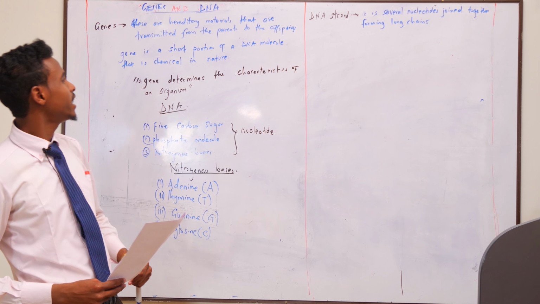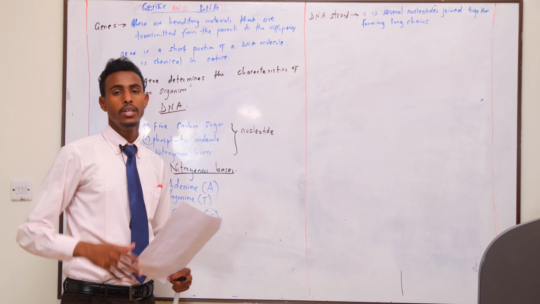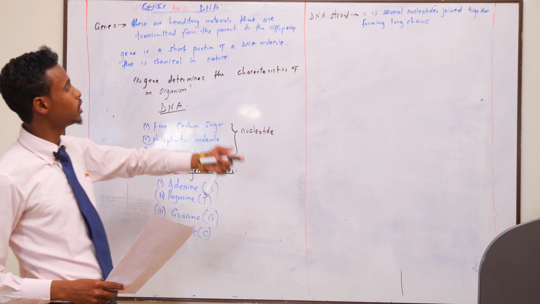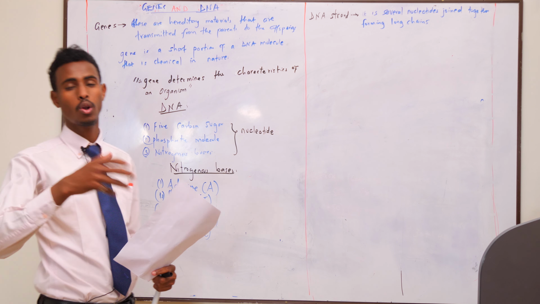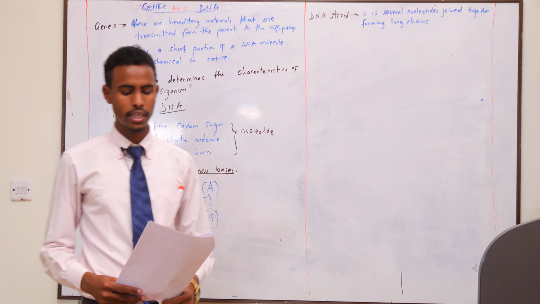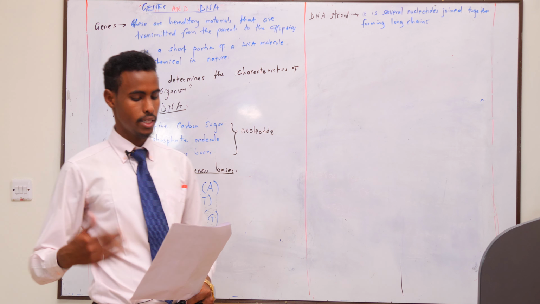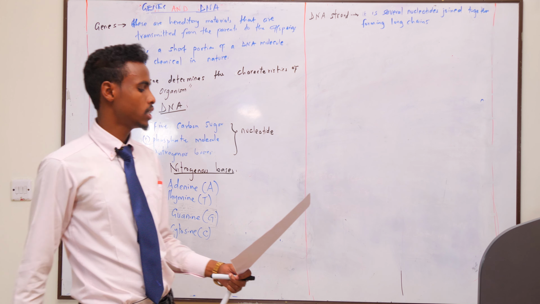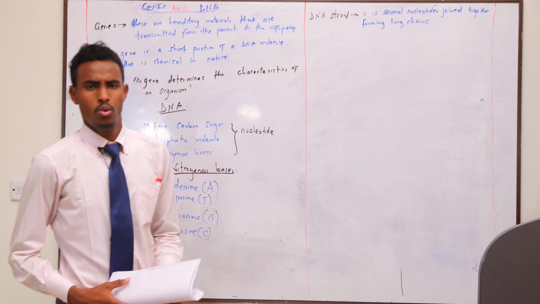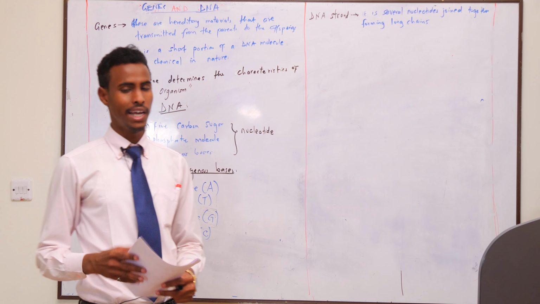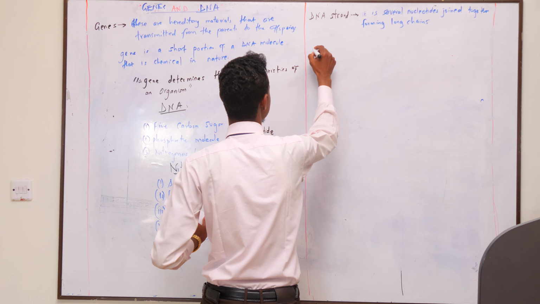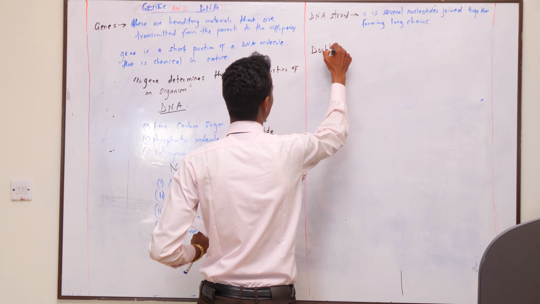So, in essence, what we're trying to say is that the DNA strand is basically a combination of several nucleotides forming long chains. So when several nucleotides are joined together, they form long chains called the DNA strand. Now, we have something called the double helix DNA, the double helix.